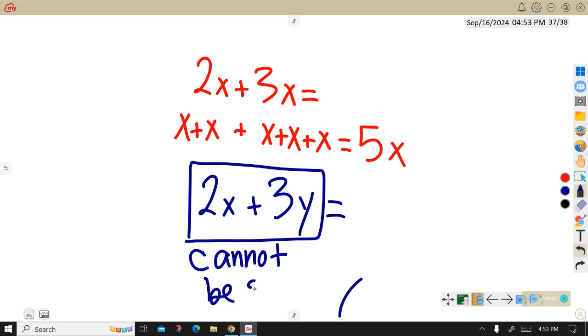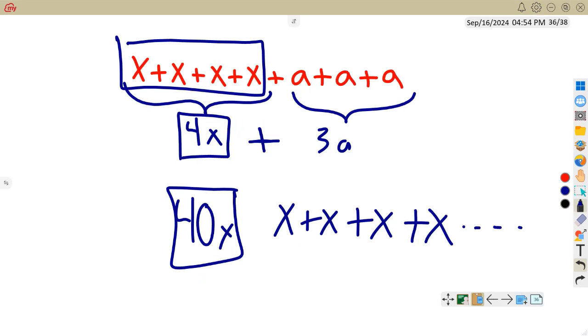So you guys get my point. Okay? We can only simplify these things if they are the same kind of variable, or if it's just constant numbers, right? If we just have a 2 and a 3 and a 5, just regular numbers, we can add those together. Okay, so let's go back and look at where we were.